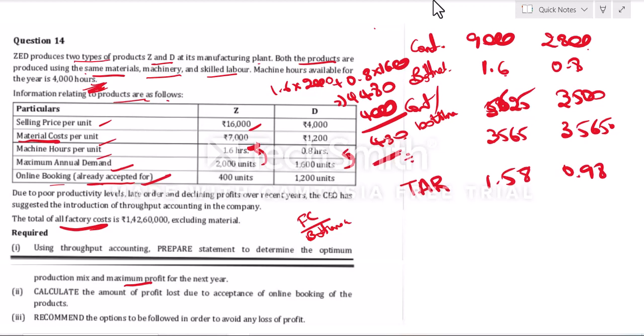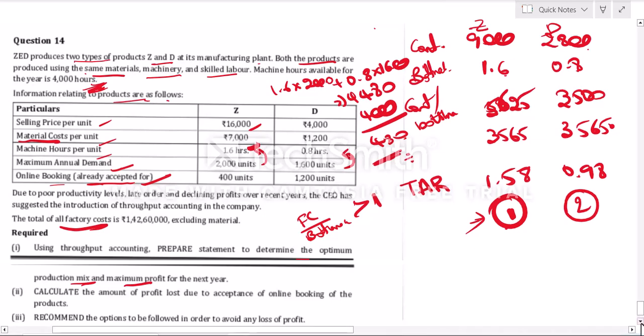So this is profitable only if TAR is more than 1. Then Z is profitable, and the other is given importance only if we have extra hours after producing the Z. Okay, Z is more profitable to produce. So what they have asked: optimum product mix and maximum profit for the year. They want product mix and profit for the year also.